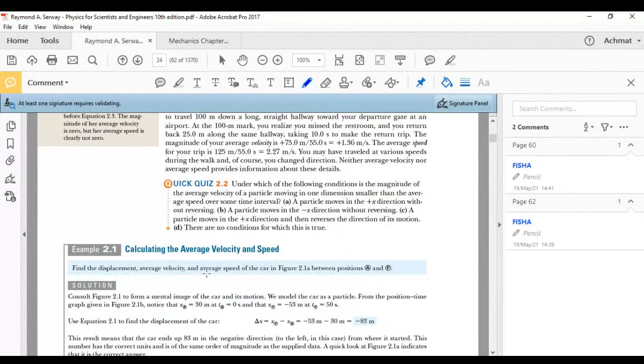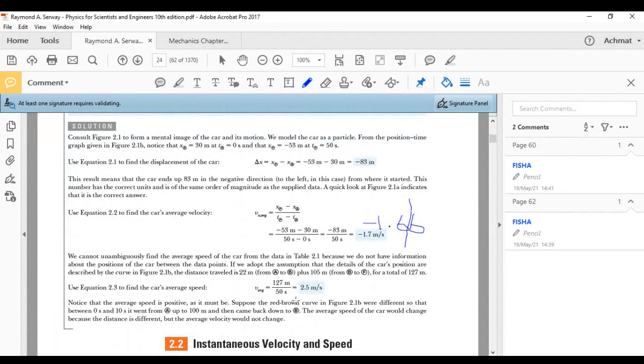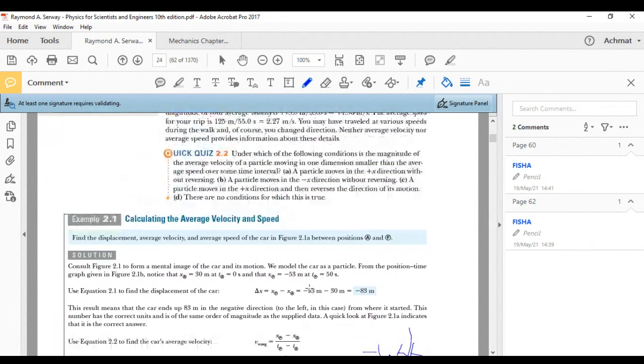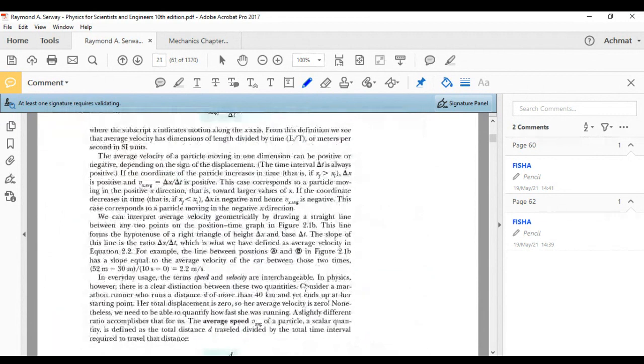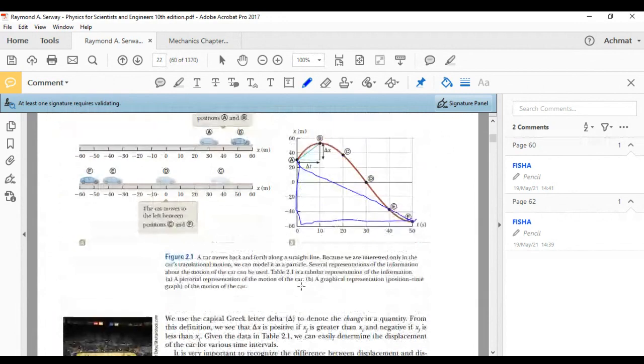Okay, and then the last question is to calculate the average speed of the car. Now remember what we said earlier: the average speed must be distance over time. Here you can see the distance; my distance is 127. How did we get 127? I want to go back quickly to my table. What is my total distance that I have traveled?